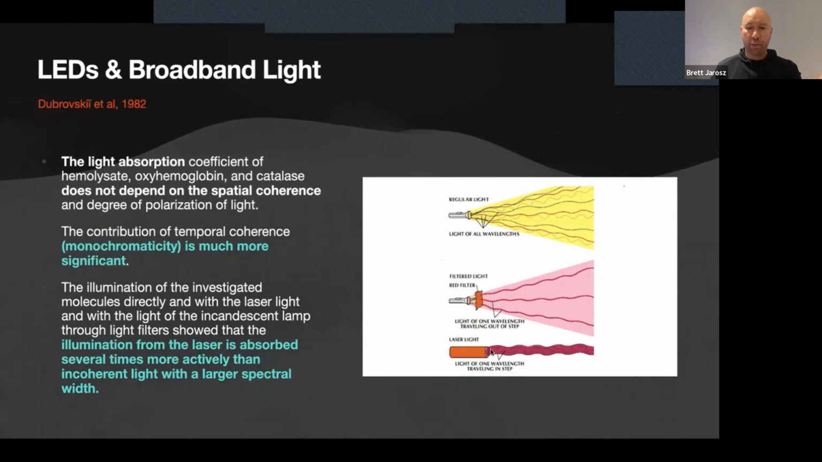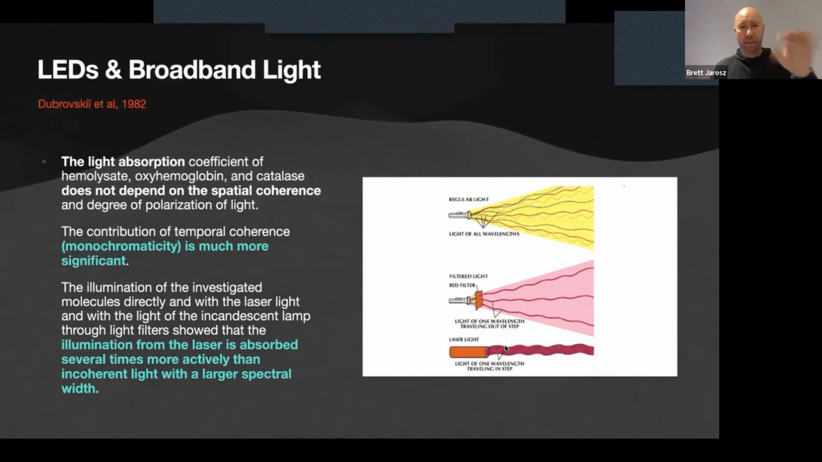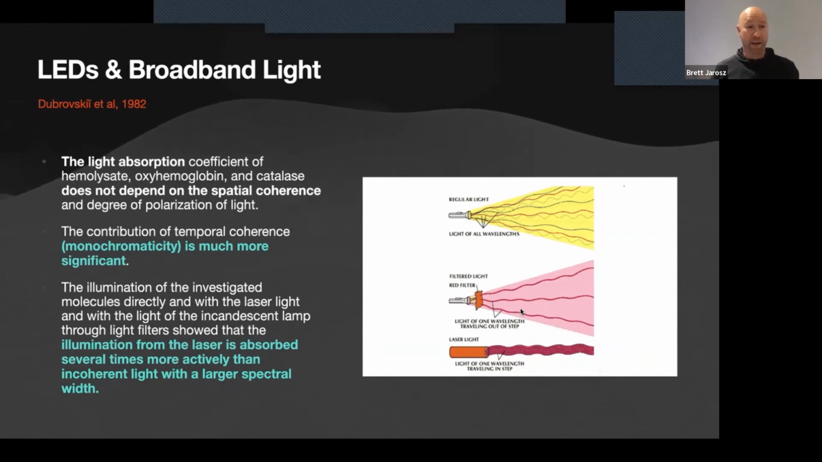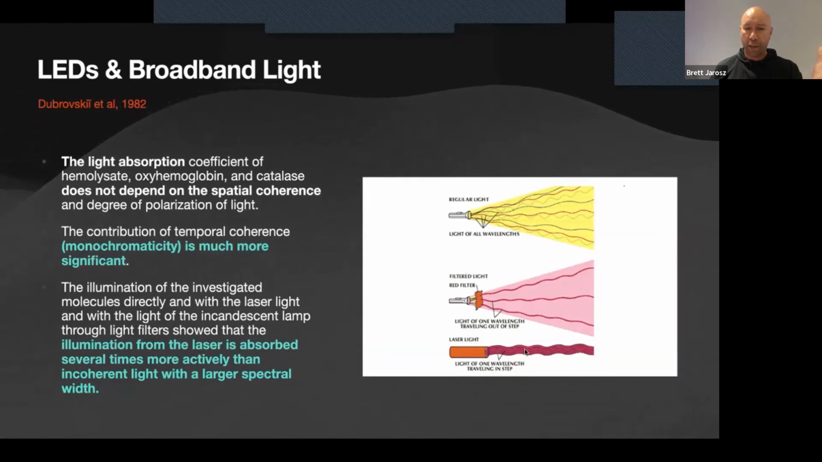What we want, when we look at laser light here, is that it's directional, and we've got monochromaticity. So I can't even get the word out. So we've got the one wavelength there, we can say that. Monochromaticity is much more significant when it comes to looking at light therapy. So illumination from the laser is absorbed several times more actively than incoherent light with a larger spectral width. That narrow width of light coming out of a laser is absorbed better than when we have this wider range of light that's coming out.